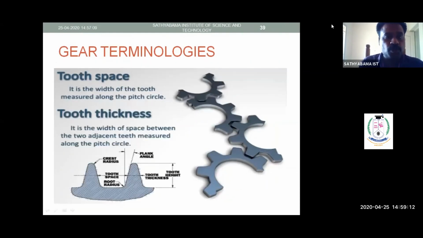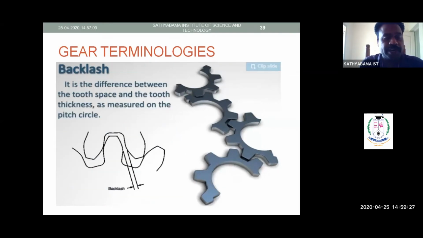What is this tooth space and the tooth thickness? Tooth space is the width of the space between two adjacent teeth measured along the pitch circle, and the tooth thickness is the width of the tooth measured along the pitch circle. Next, backlash. This is one of the errors. It is the difference between the tooth space and the tooth thickness, but it is on the pitch circle, not on the base circle. The difference between the tooth space and the tooth thickness measured on the pitch circle is called the backlash.